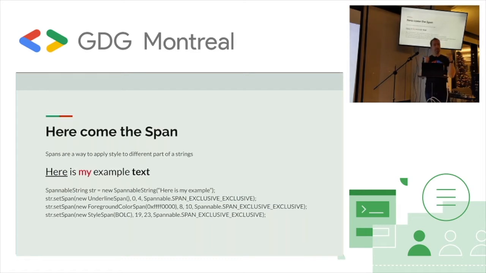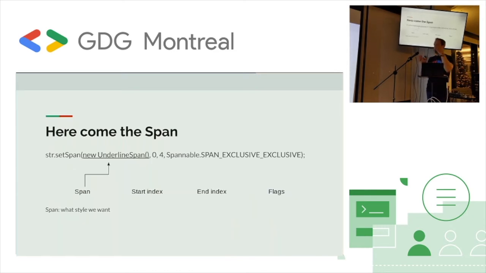A span is a configuration for part of the text. I don't know if you can read the bottom, but basically we're gonna use an underline span for the first 4 characters, and then a foreground color span to make the "my" red. Same thing with the text in bold at the end. And you have to know the index of the text. So that's pretty much what a span does by default.